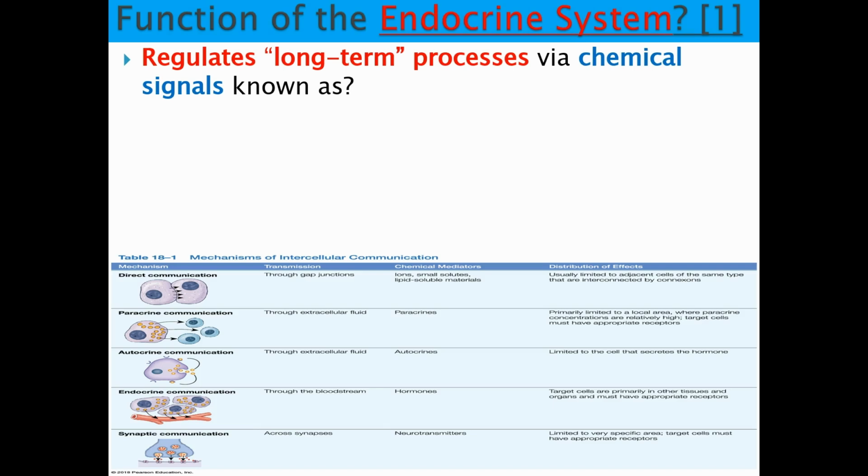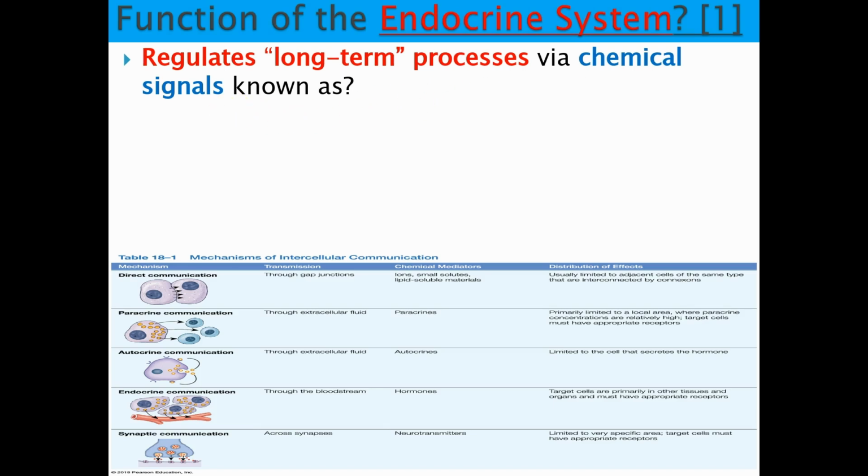Or you can think of your blood pressure being 120/80 in the long term. Throughout the day, it's going to be an average of 120/80. That's the maintenance of a long-term process. All right. Our blood glucose levels, we try to maintain them to give us energy throughout the day. Okay, that's what the endocrine system does.